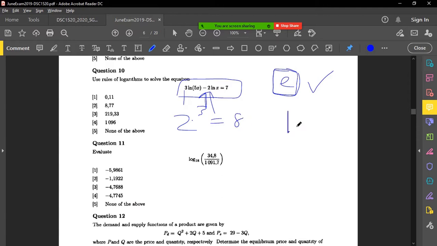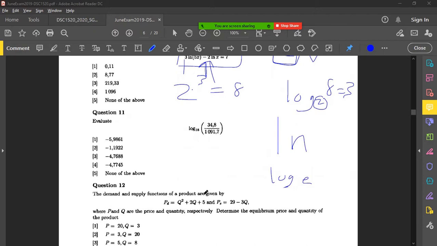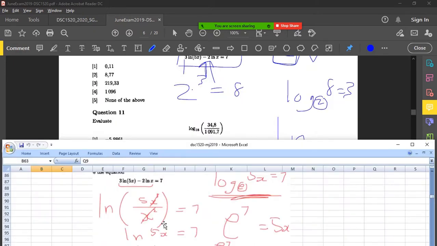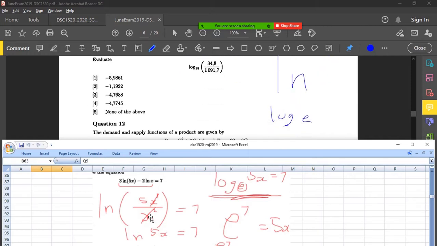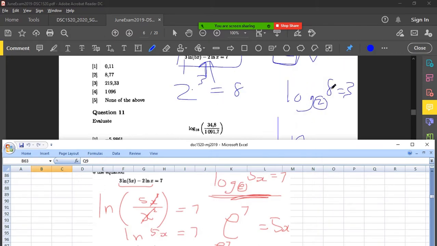Log is the power. Then obviously I just have to apply it because if it's ln, it'll be log e. Does that make sense? Yes. So ln 5x, in other words, log e 5x equals 7. If I'm writing it in this format, 5x is the answer. So I have 5x equal to e to the power 7. That's how I got that.